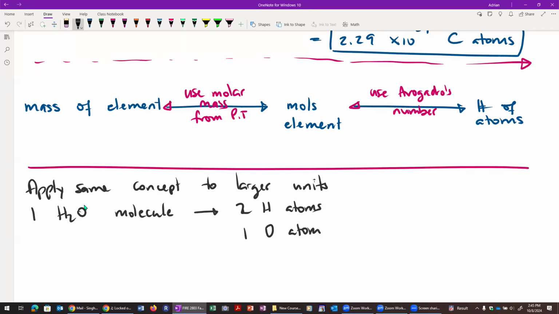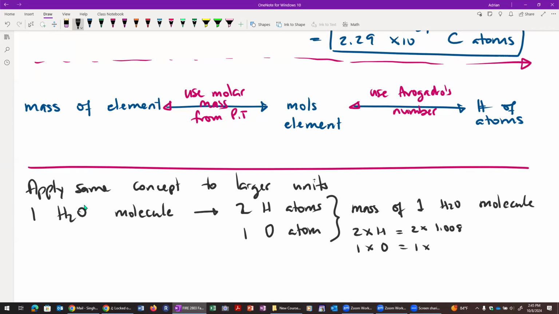So what I can do is actually find the mass of one of these water molecules. So one water molecule would have a mass of 2 times the mass of hydrogen and 1 times the mass of oxygen. I can look these up, right? Hydrogen is 1.008. I have 1 times oxygen, 16.00. So I add these up. What do I get here? 2.016 plus 16.00. So that gives me 18.016, we're going to round it to 18.02, and this is in atomic mass units.